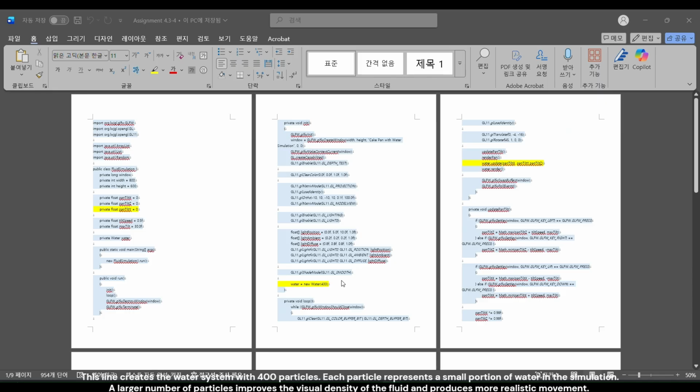This line creates the water system with 400 particles. Each particle represents a small portion of water in the simulation. A larger number of particles improves the visual density of the fluid and produces more realistic movement.